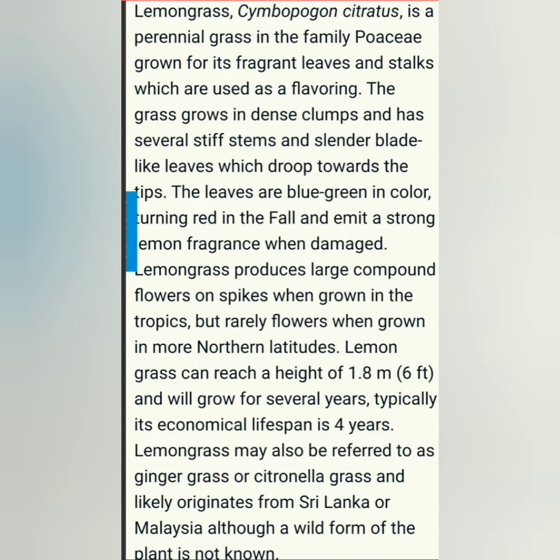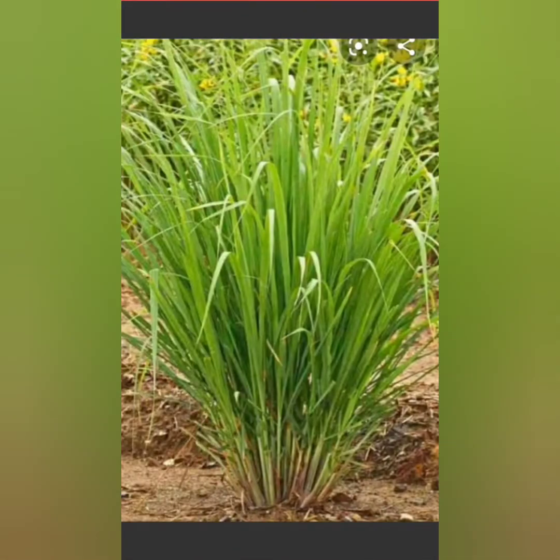It is a perennial grass in the family Poaceae, grown for its fragrant leaves and stalks. The leaves and stalks have a very nice aroma and are used for flavoring. The grass usually grows in dense clumps and has several stiff stems and slender blade-like leaves which droop towards the tips. You can see here clearly in this picture.